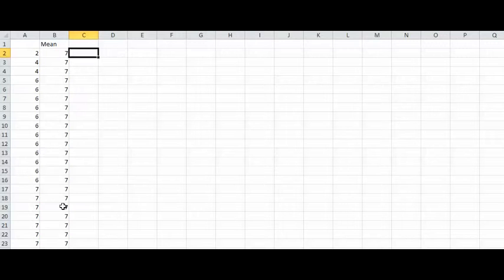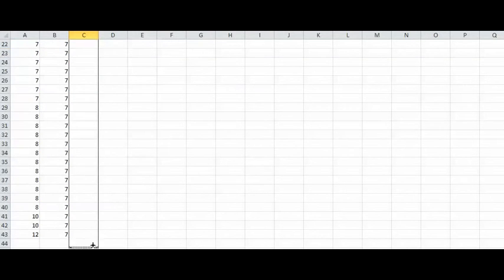So we can do that by typing in equals, and then clicking right here on the first person's sleep time, and subtracting it by the mean of 7, and then pressing enter. So this person sleeps 2 hours per night, so this person's data value is 2. When we subtract this person's data value by the mean of 7, we get -5 as our answer. And when you subtract a data value by the mean, you get a number called a deviation. So this is our first deviation. We can just drag this down to get all of the other deviations.